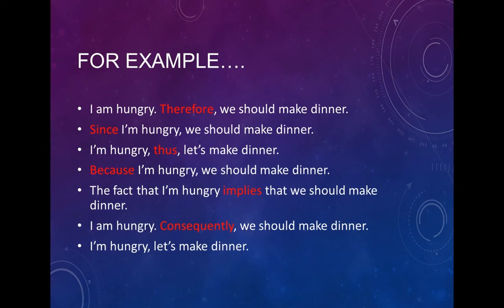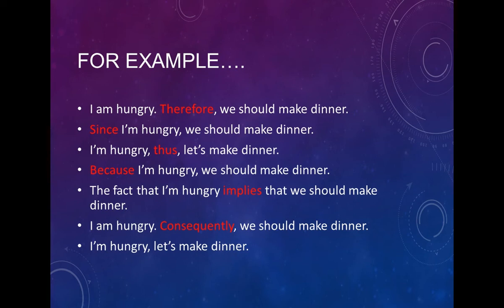So for example, I am hungry, therefore we should make dinner. The therefore functions as an inference indicator, telling you that one thing is being given as a reason to believe the other thing. Since I'm hungry, we should make dinner. I'm hungry, thus we should make dinner. Because I'm hungry, we should make dinner. The fact that I'm hungry implies that we should make dinner. I don't know anybody who talks like this, but these are inference indicators in action. I'm hungry, consequently we should make dinner.